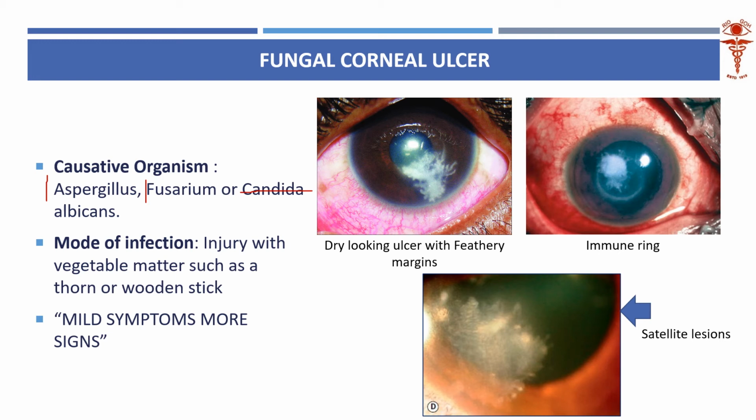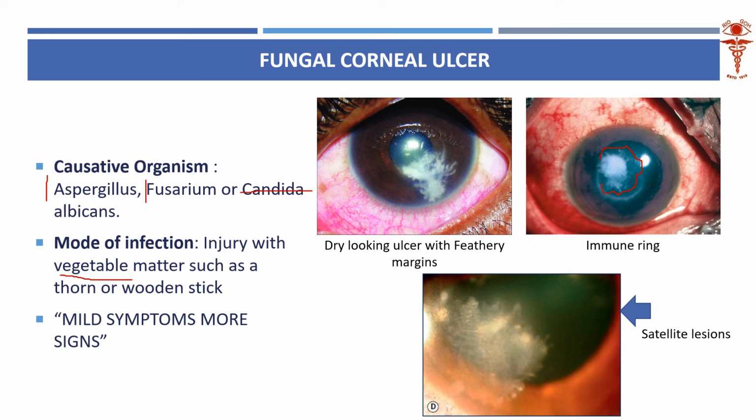What is the mode of infection? Any injury with a vegetable foreign body. They will say vegetable foreign body. That is most important. What is the characteristic hallmark? The hallmark is you will see an ulcer which has a feathery margin. Can you see? A feathery margin.